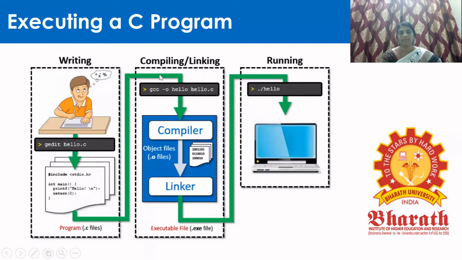So let us summarize. First is the writing, stored in hello.c. We write the program, store it in a C file, and then it gets compiled. That is, the object file of machine code is generated, and then we link it, and then if you run, you will get the hello on the desktop.